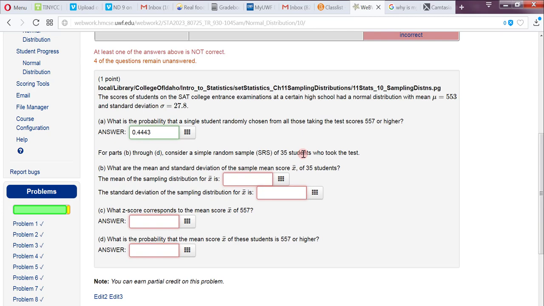So we're looking at what is the mean of the sampling distribution for X bar. It's going to be the same thing up here as up here, the 553. Okay, it's going to be the same thing right there. And so we're going to put 553 right there. So we'll check our answer. There we go, we got that right.